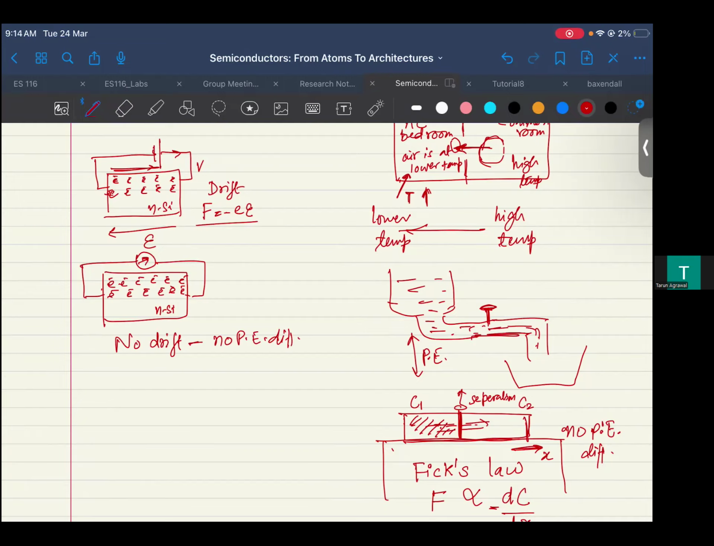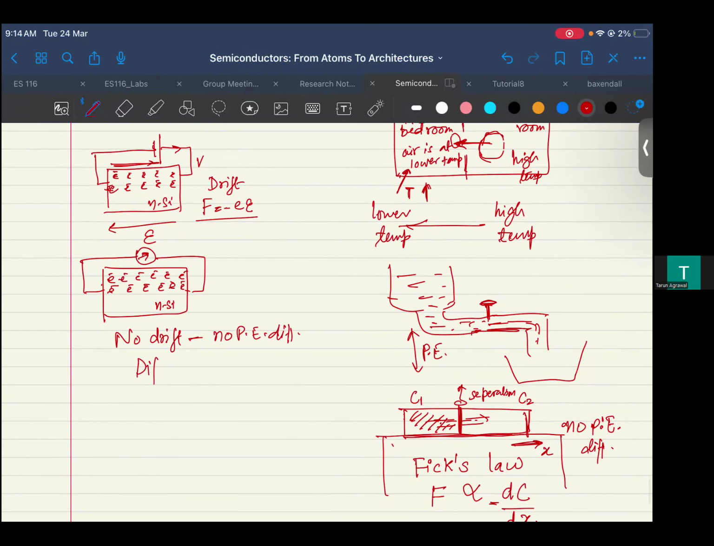Now, we just learned that there is another mechanism by which things can move, which is diffusion. Is there a diffusion happening here? For diffusion to happen, there should be some gradient, because if all the electrons are uniform across, then they would not move, right? Basically, because there is no concentration gradient existing. Gradient means there is no change in the concentration across the semiconductor because it's a uniformly doped semiconductor.